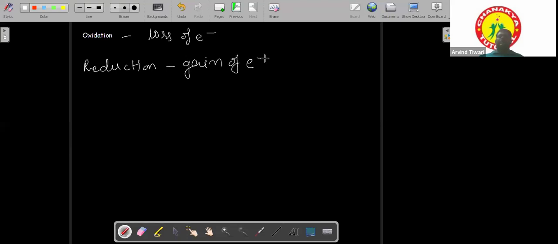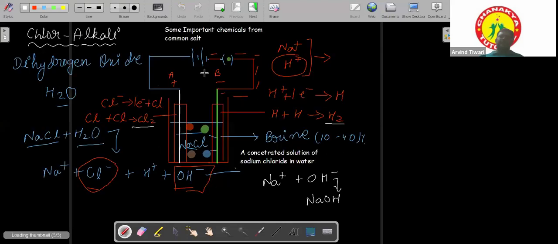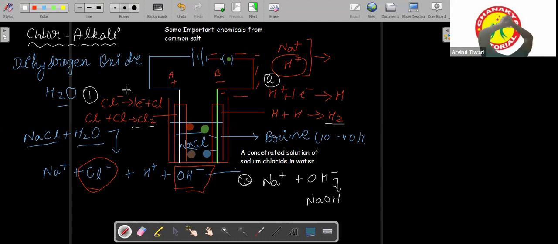Now, if you observe these reactions, I have basically written three important reactions over here. In one reaction, I have written chlorine giving out one electron to form chlorine. Here I have written H plus gaining one electron to become hydrogen. And here I have written the third. So out of reactions 1 and 2 only, where is oxidation taking place?